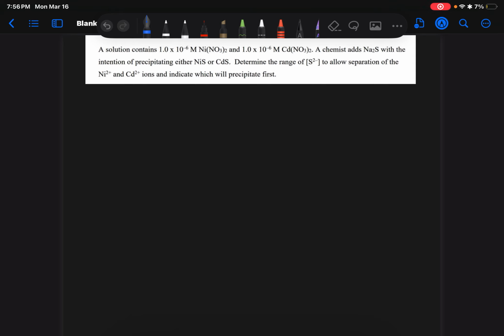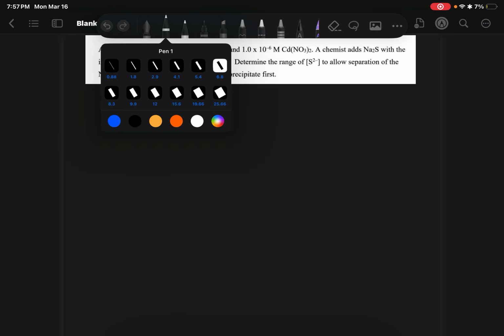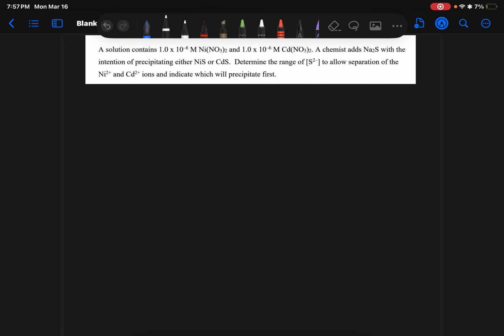Okay, so we want to find the concentration of S2- that will cause a precipitate to form. What we want to do is write out each one. So we're looking at S2-, right? S2- is an anion, so we're only going to be looking at the cations. So we're going to be looking at nickel and cadmium, I believe, so Cd.